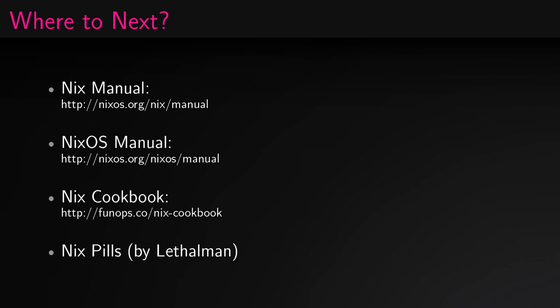Okay, so where to go to find stuff out? There's the NixOS manual and the Nix manual. They're at fairly simple URLs. I'm starting a Nix cookbook to make things a little more accessible for people with experience with Ubuntu, CentOS, and Chef and Puppet and so on and so forth. And if you search for Nix Pills by Lethalman, you'll get a whole bunch of interesting things on how to use the Nix expression language.